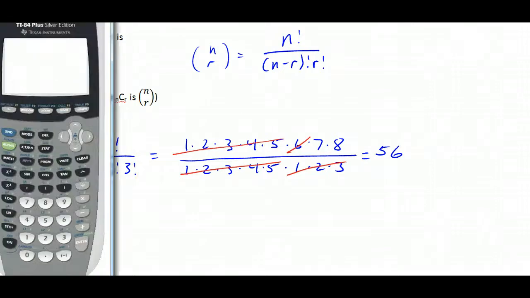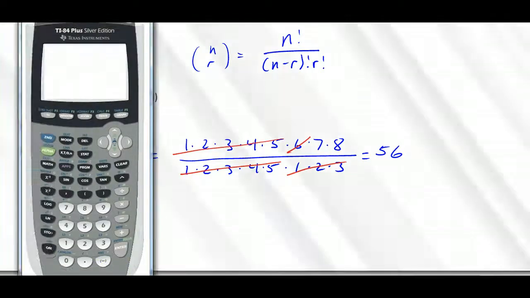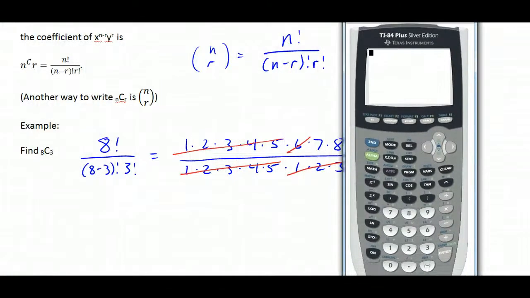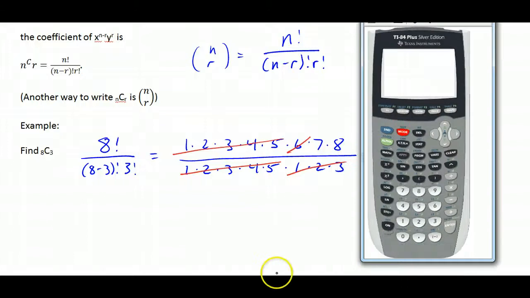Now you can also do it on your calculator. So let me bring this in here. If I want to do 8 combination 3, then I do 8, and then I do math, arrow over to PRB for probability, and there's number 3. And then I hit 3. And we get 56. So that's a quick way to evaluate a combination on your calculator.